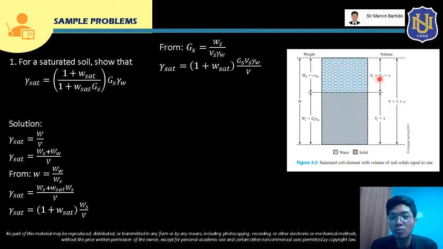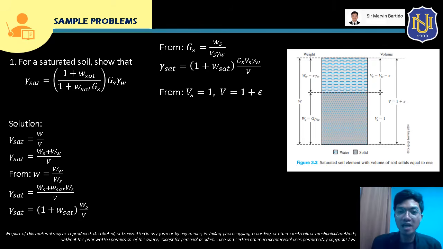So therefore, the volume of water natin is equal sa E. Okay, so yung mangyayari dito class, itong V sub S natin, 1 yan. Tama? Tapos class, yung total volume natin, tooo, 'di ba? 1 at saka volume ng voids which is E. So yun ay 1 plus E yung total volume natin.